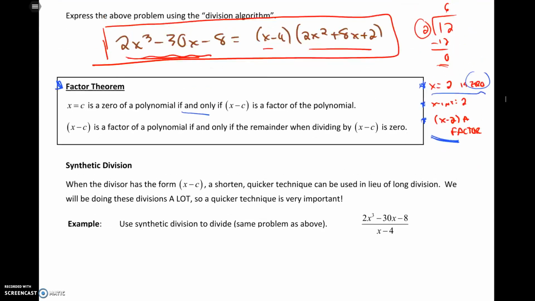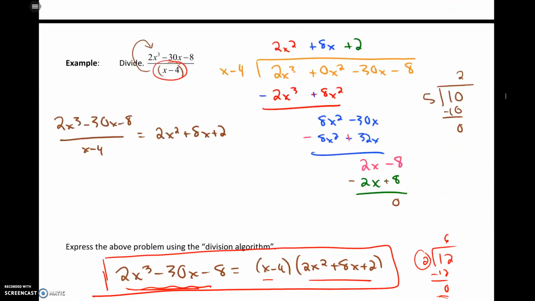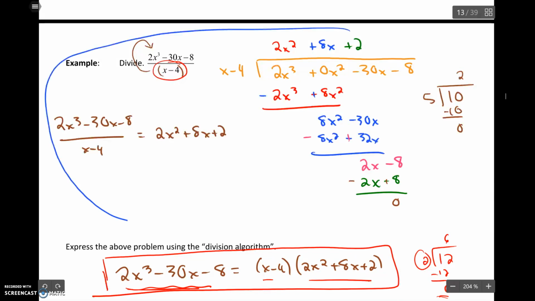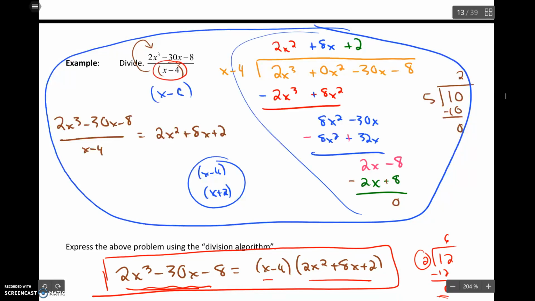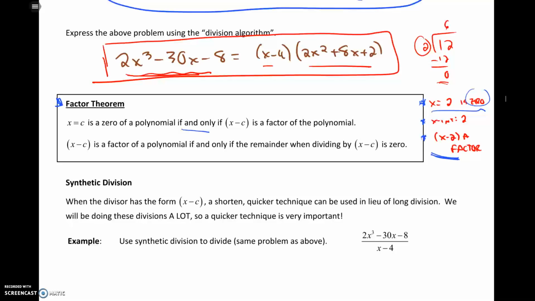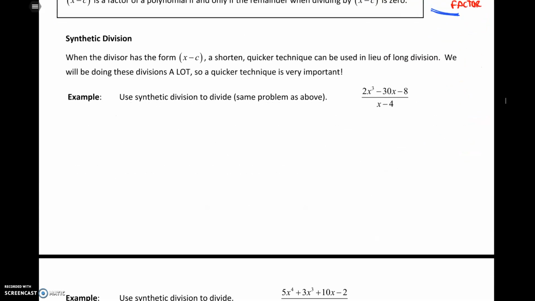Synthetic division. All right. This process that we did right here, we are going to do a lot. We are going to divide by x minus some constant, for example, x minus 4 or x plus 2. We're going to do these types of divisions a lot. And every time we do it, if we do long division, we have to do this entire process. Well, there's a shorter process, essentially the same thing, but a shortened version of it. This is called synthetic division.